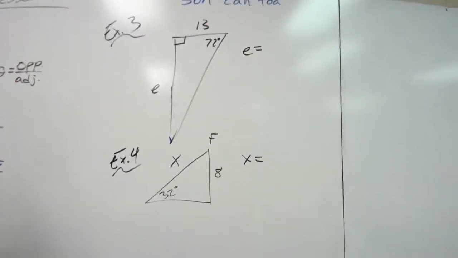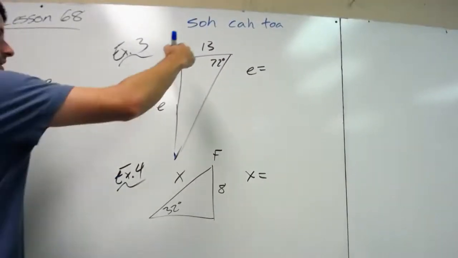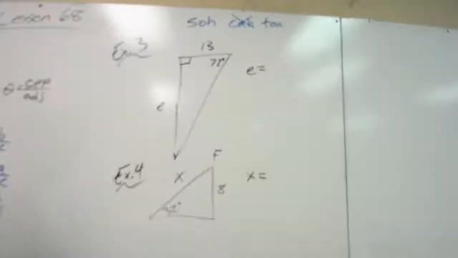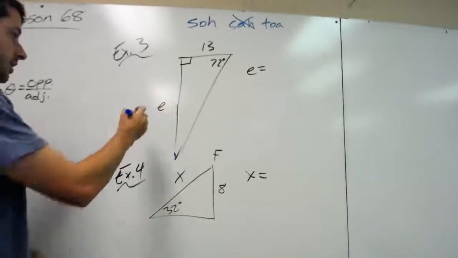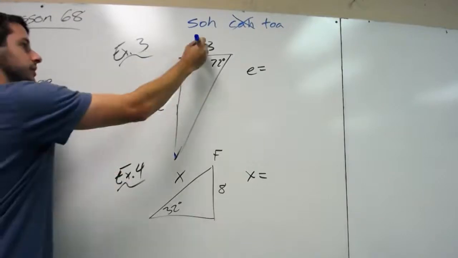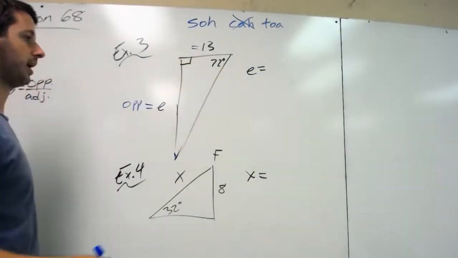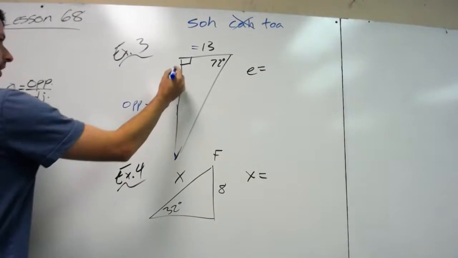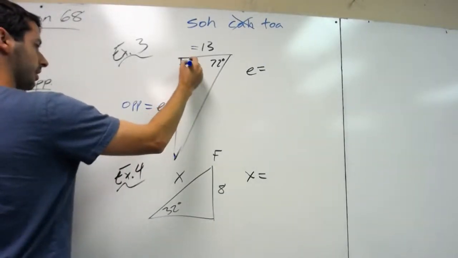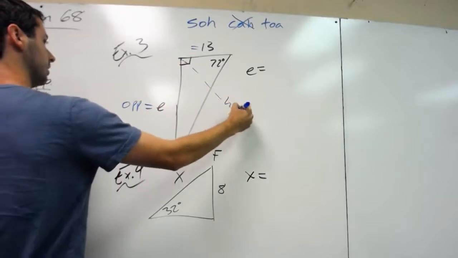So therefore, since CAH does not use opposite, we can eliminate that one for now. So here's our opposite. Now what does the 13 refer to? Is that my adjacent or hypotenuse? Well, your hypotenuse is always your longest side, and your hypotenuse is always opposite of your right angle.